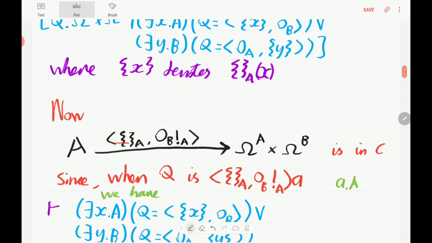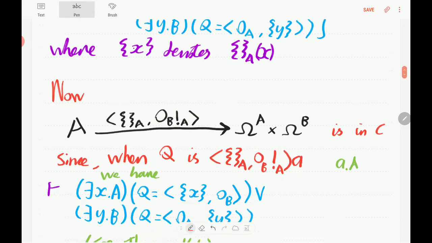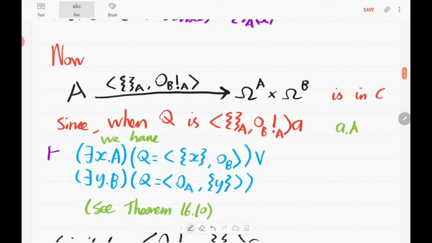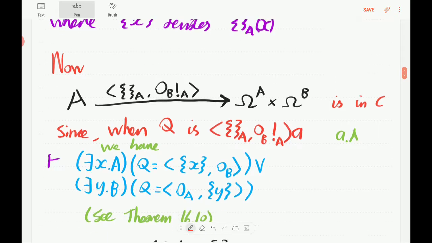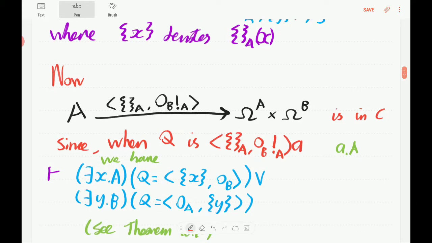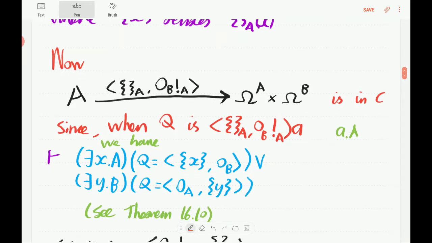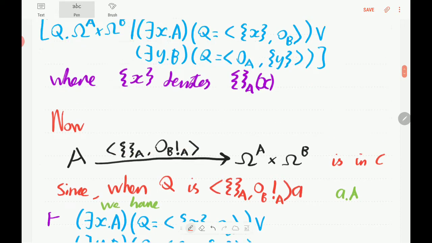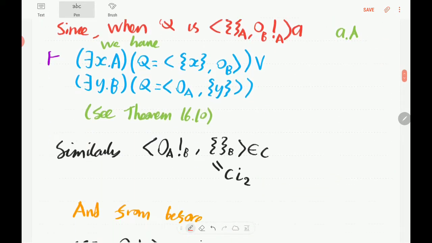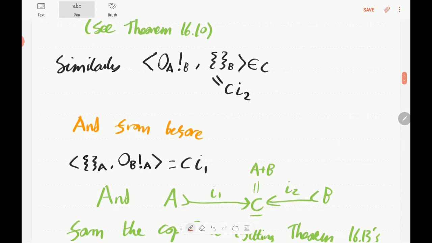Why? Well, let's have a look at this one. Curly brackets, comma, OB exclamation mark A. If we have a look at this expression here, this is going to be true when we substitute Q for this with an A on the end. And then by theorem 16.10, this black arrow here is going to be in this extension. And in a similar way with the other black arrow.